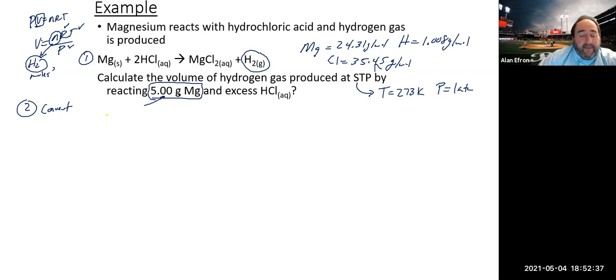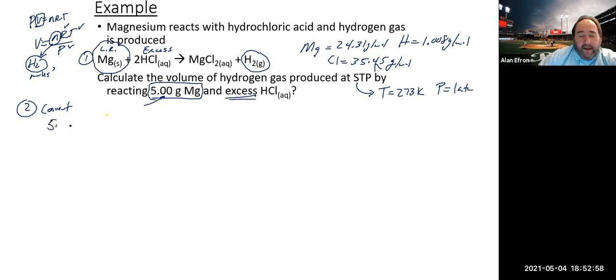Because we have enough information to do that for magnesium, and the problem uses the keyword excess HCl, that automatically tells us the magnesium is our limiting reagent. This is our excess reagent. We don't have to worry about figuring out the limiting reagent, because the problem pretty much just told you that. So we'll do it like normal here.